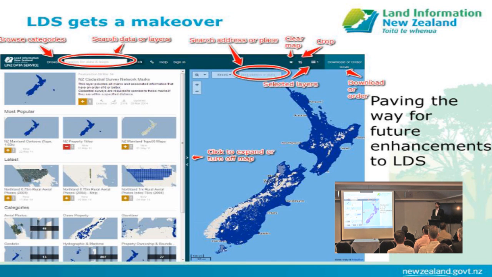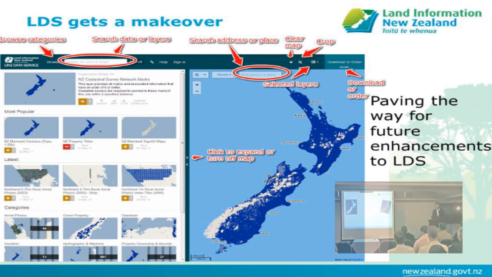Some of the major enhancements include the ability to put the map into a full screen mode or to completely hide the map. In addition, we've also provided some functionality so that you can set the transparency of layers so that you can see the other information underneath.